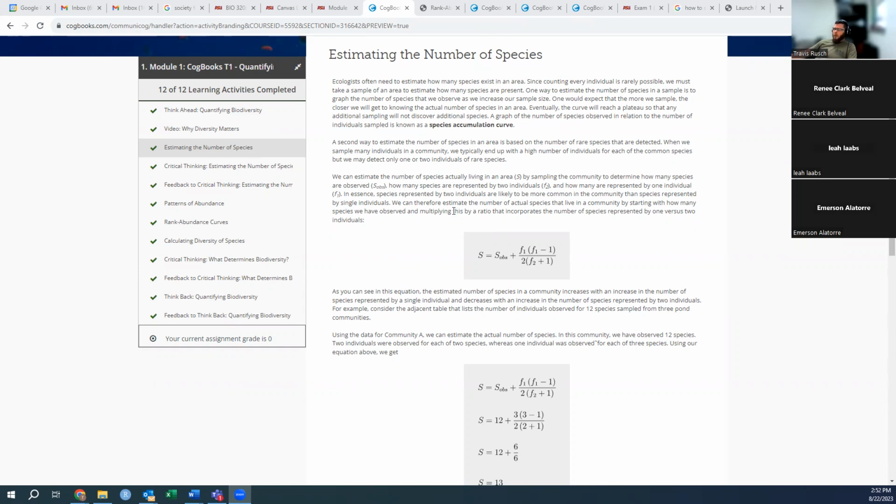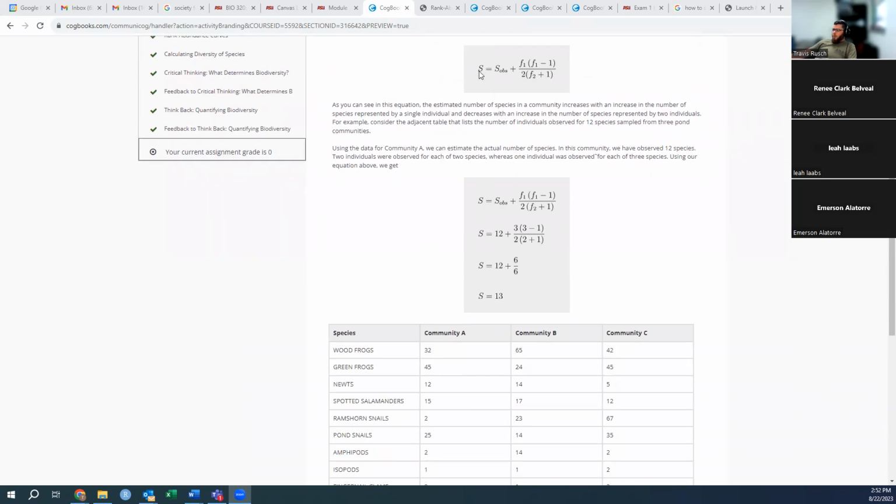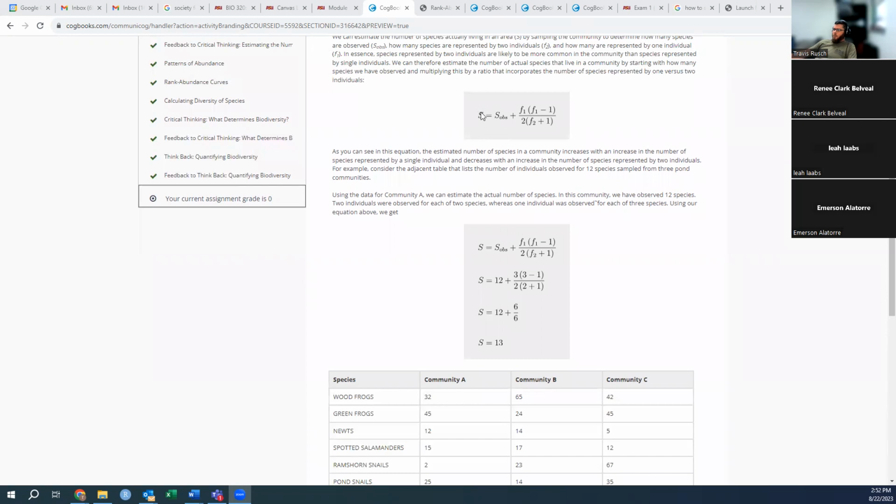Yes. Okay, so with this one, what we're given is a formula. So S is the estimated number of species. S sub OBS, what does that stand for? Is that the species observed? Yes, that's the number of species we observe.